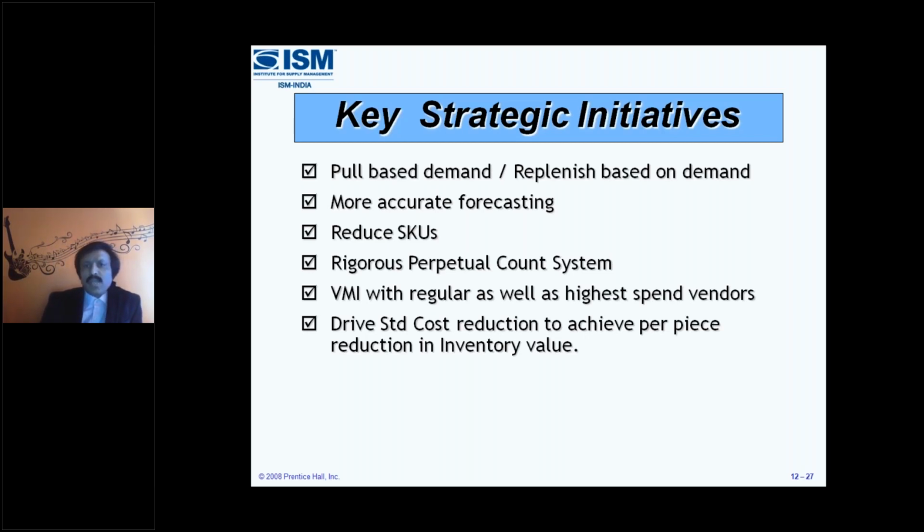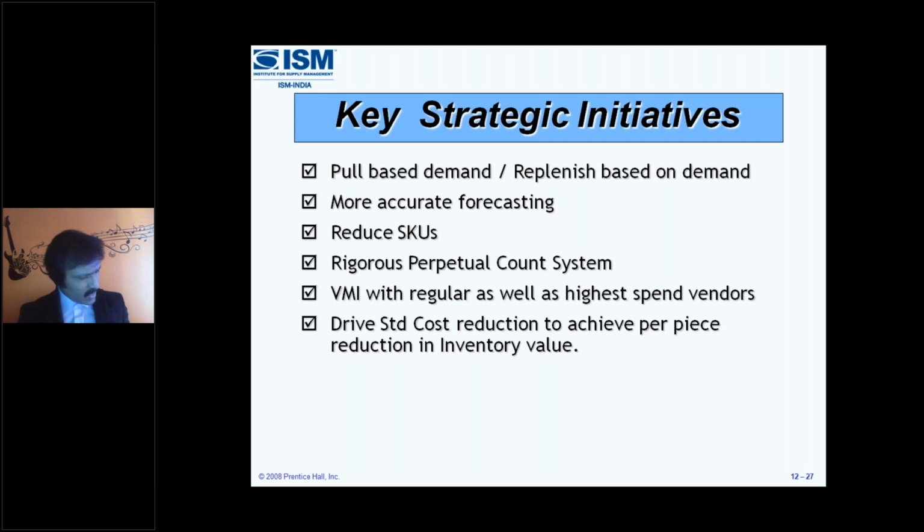Yes, we say that we should replenish based on demand, but that should also be supported by some sort of forecasting. That has actually helped. Once that will also help in preparing your estimated inventory. That will also help in preparing your ideal inventory of the next year.